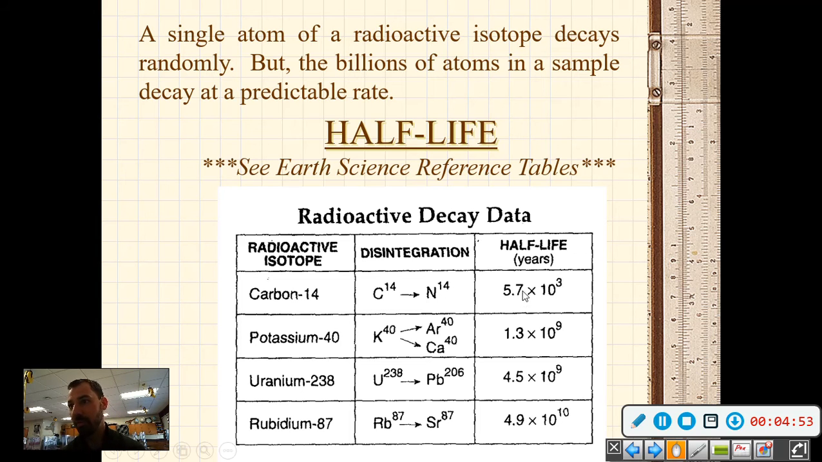Okay, carbon-14 is 5.7 times 10 to the 3 years. Same thing as saying 5,700 years. So know those interchangeably. Potassium-40 is 1.3 billion years, or 1,300,000,000 years. Uranium-238 is 4.5 billion years, or 4,500,000,000. And rubidium-87 is 49 billion years. Okay, so big number on that one. All right, so let's see how this works and how you actually use it.